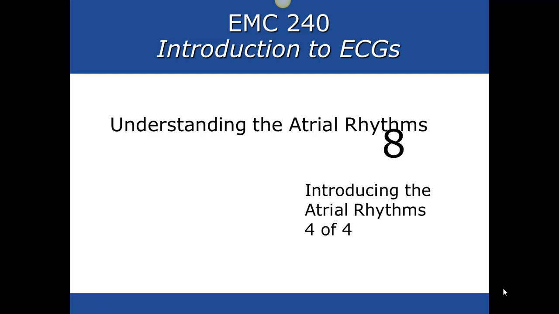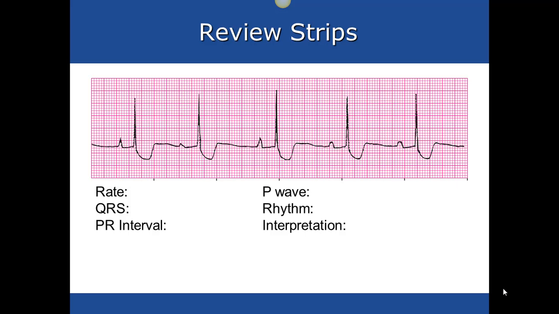So let's take a look at some EKG rhythms and go through them and decipher them. So first thing we want to do is, what is the rate of this particular rhythm? Well, as we go through, we see that the rate is approximately 50.